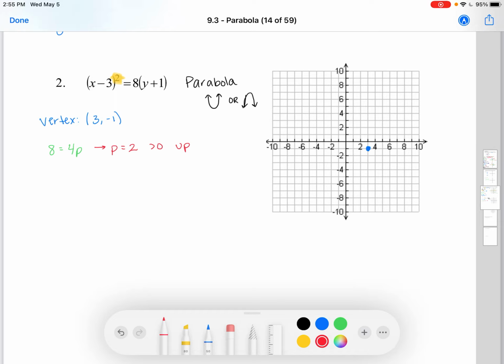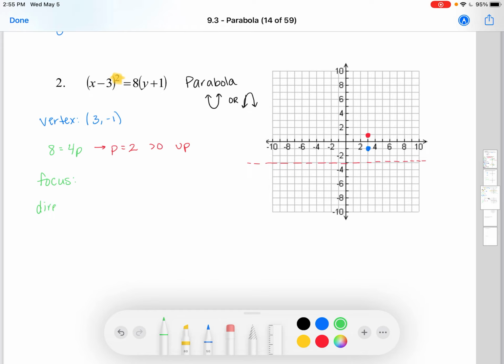As soon as I know that information, I take that p-value. It's telling me I'm going up 2, and that is my focus. I want my parabola to go up, therefore the focus needs to be the one that goes up, whereas the directrix is going to go down 2 and needs to be a horizontal line this time.